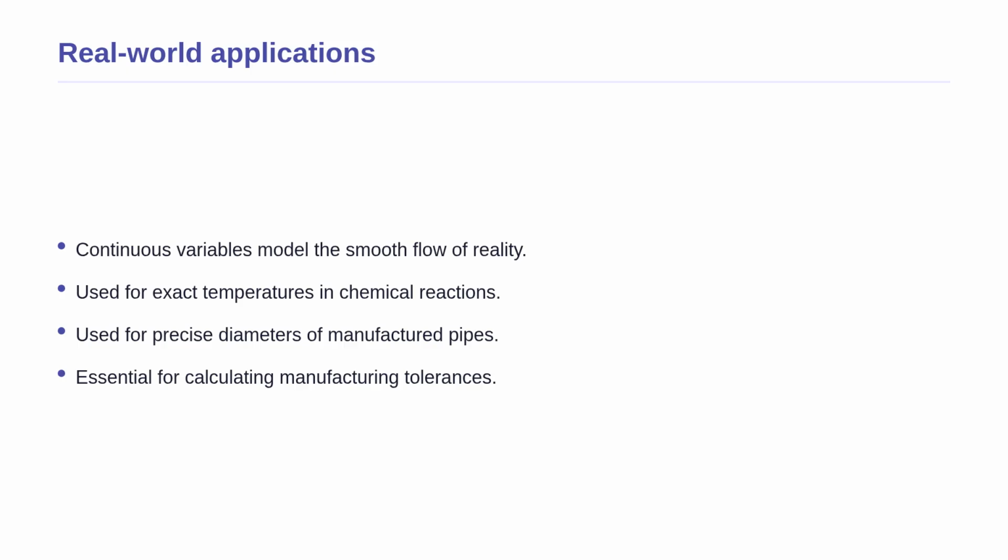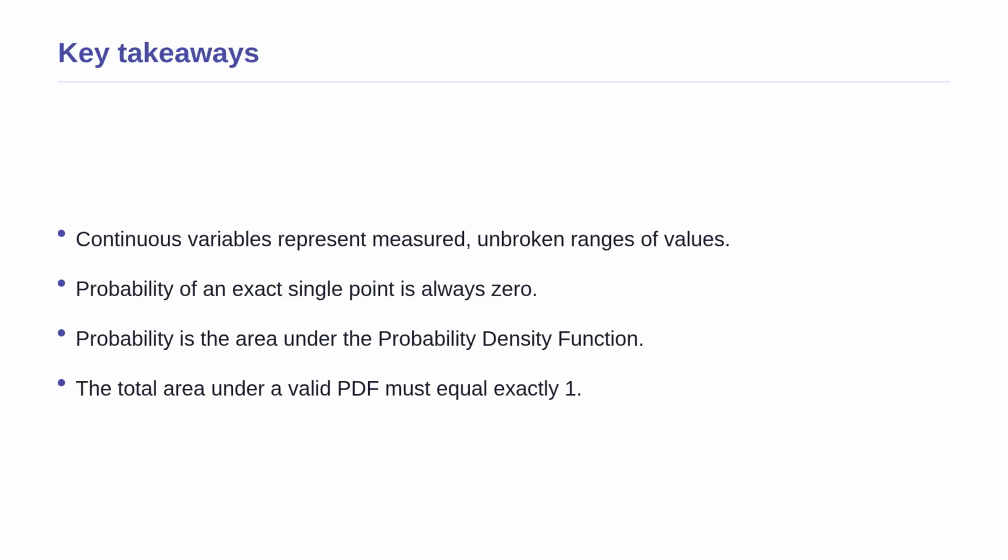Without this mathematical framework, we could not calculate manufacturing tolerances or predict the failure rates of mechanical parts. It allows us to model the smooth, unbroken flow of reality. Let us summarize the key takeaways from what we have learned today. First, continuous random variables represent measured quantities that can take any value within an unbroken range.